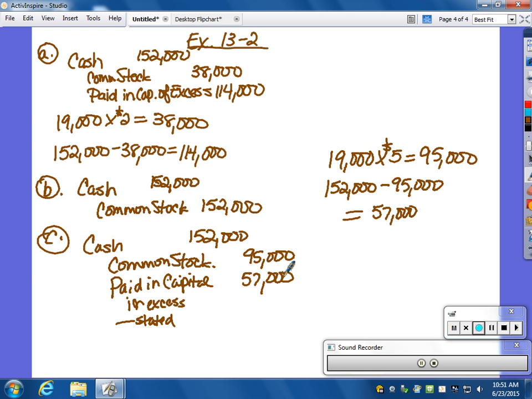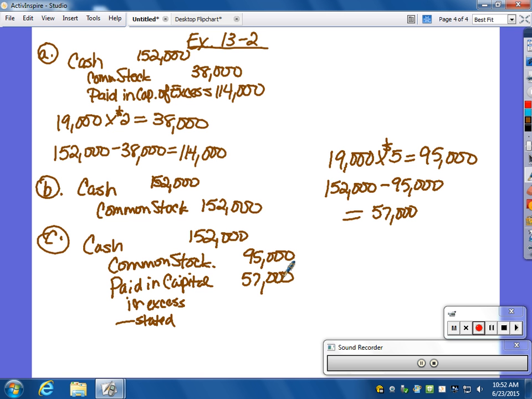Moving right along. Exercise 13-7, which is on page 540 and leads into 541. It says the stockholders' equity of TDX Company at the beginning of the day on February 5th is as follows. On February 5th, the directors declare a 20% stock dividend distributable on February 28th to the February 5th stockholders of record. The stock's market value is $40 per share on February 5th before the stock dividend, and $33.40 per share on February 28th.